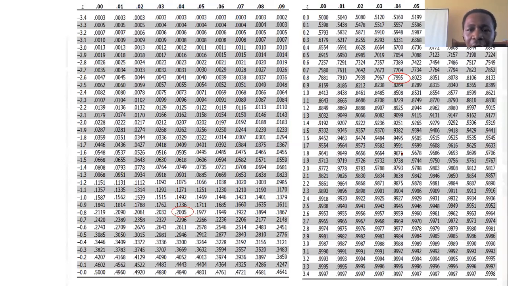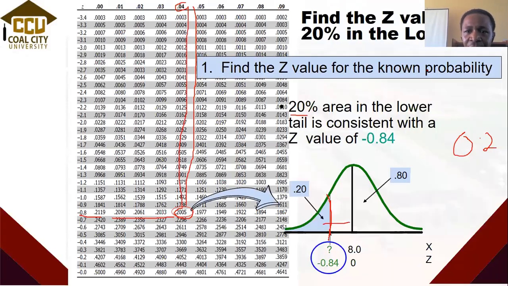So it's just simple: once you're given a value and you need to find the z value for the known probability, such that 20% of the area falls under the lower tail, you simply divide the percentage by 100, and then you look for the value closest to it. As you can see, the value closest to 0.2 is 0.2005, and it falls under minus 0.8 and 0.04. So that is how we derive this.